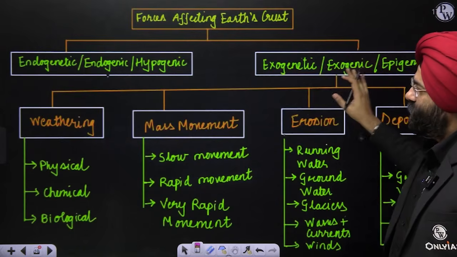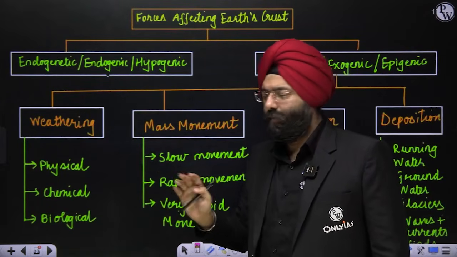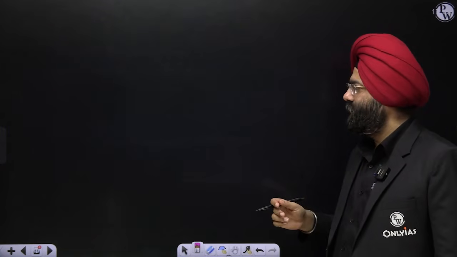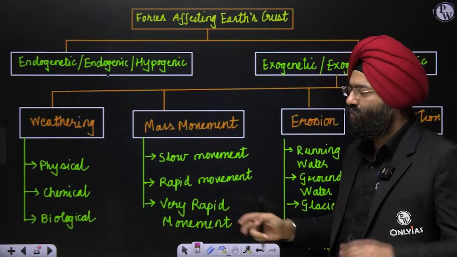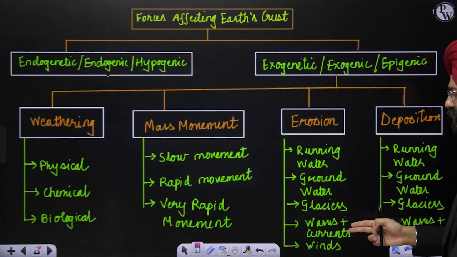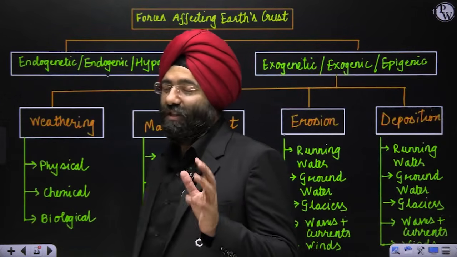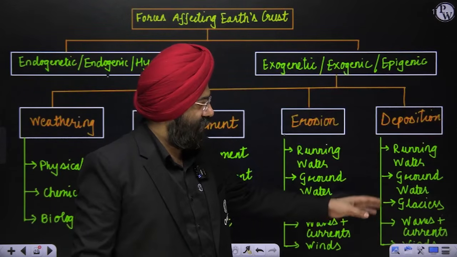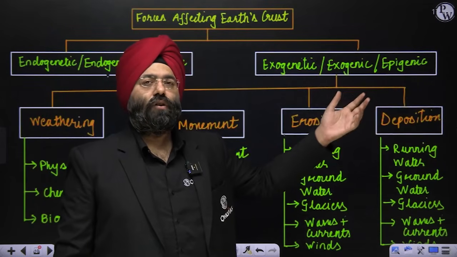Under the exogenic processes comes the weathering, which is physical, chemical, and biological. We'll be doing them. Mass movement is basically taking place under the force of gravity. We'll be understanding those concepts like slow movement, rapid movement, very rapid movement. Then comes erosion. Erosion can take place due to running water, groundwater, glaciers, waves, currents, and winds. Similarly, these geomorphic agents also deposit the things that they have eroded. So they have the depositional aspects also. For example, the running water if depositing, that leads to the formation of a delta.